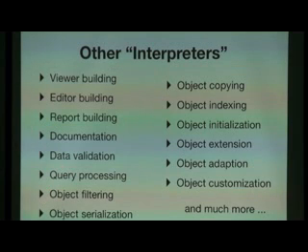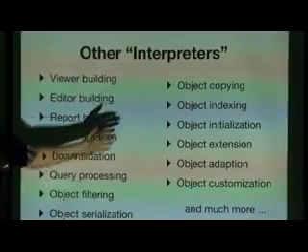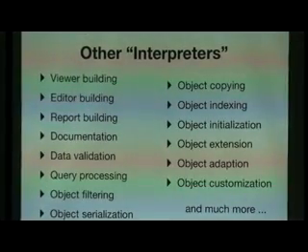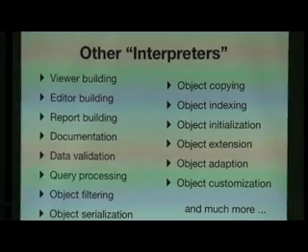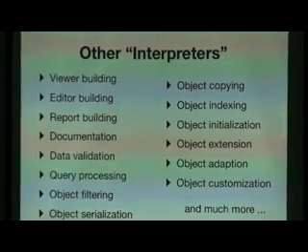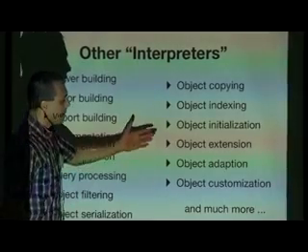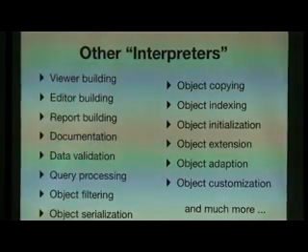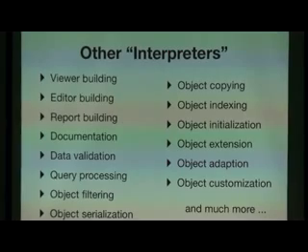For example, I can build viewers, editors, reports. I can generate documentation from that. I can do data validation, as I showed you. I can process queries. I can filter objects. I can serialize objects. I can copy objects in a specific way that I described with Marguerite. I can index objects in a database. I can initialize objects with default values from the meta model. I can make objects extensible and adaptable, and we will look at that just in a second. And yeah, these are some things that I have been doing with Marguerite, but other people have been doing other weird stuff, so this is by no means a complete list.